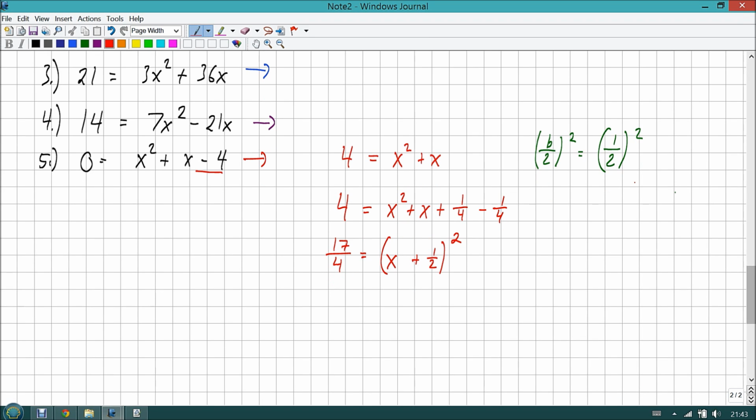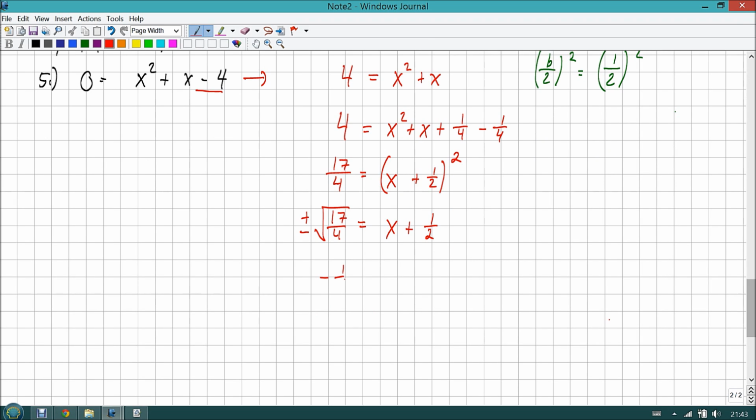Alright. Square root of both sides. 17 over 4. Got the square root of that, plus or minus, is equal to x plus 1/2. So I end up with negative 1/2 plus or minus the square root of 17 over 4. Go ahead and double check your work.